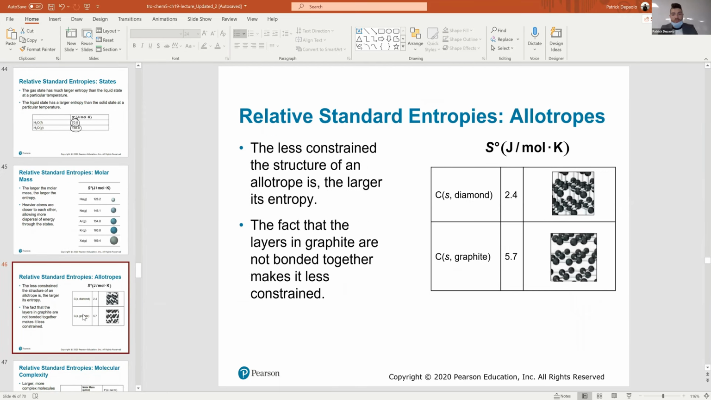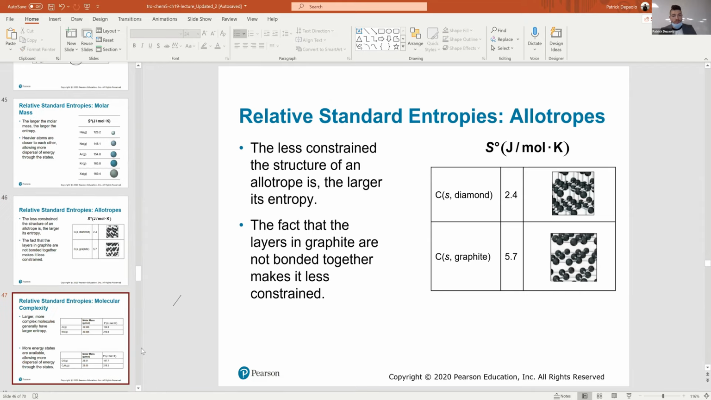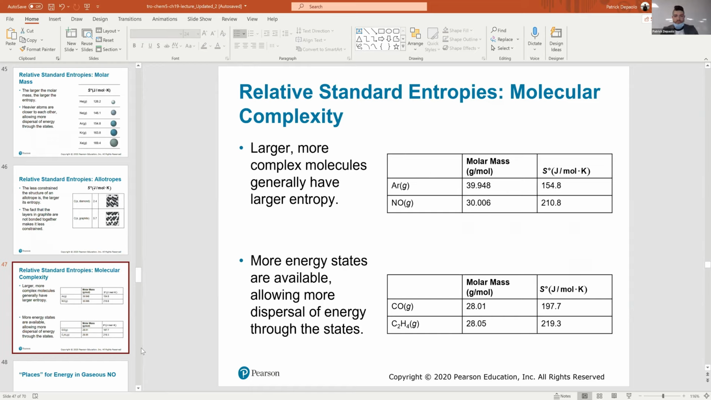And then you have the allotrope difference, and that matters. It depends on which substance you're talking about. But diamond to graphite, the molar entropy increases by a little bit more than 2-fold. Molecular complexity: we use this example down here. Carbon monoxide and ethylene. Ethylene is more molecularly complex. It has more atoms, but they're both about the same molar mass. Yet, ethylene has a higher molar entropy because, and here's the way they describe it, more energy states are available, allowing more dispersion of energy.